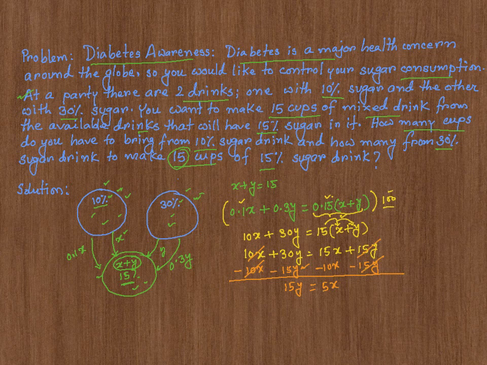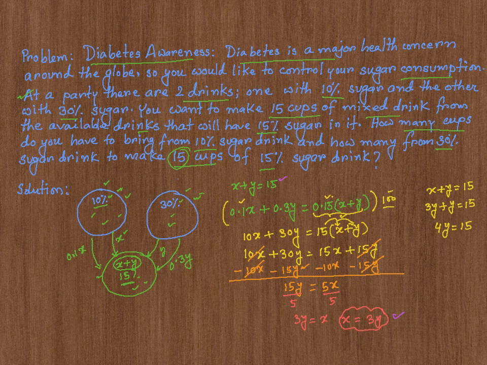Now I can divide both sides by 5. That's going to give me 3y is equal to x, or x is equal to 3y. So I just found this equation from the second one. Now I'm going to take this and plug it back into this. So I have x plus y is equal to 15, and I know x is 3y, so 3y plus y is equal to 15, and then 4y is equal to 15.